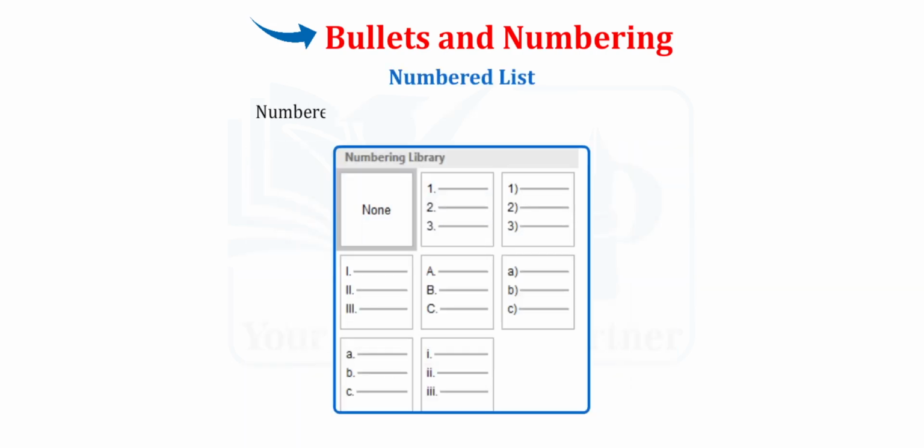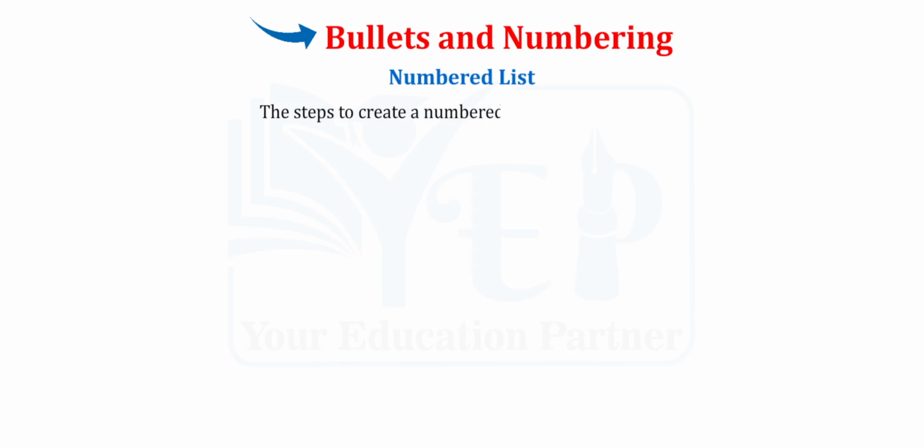Numbered list. Numbered lists are the lists which follow some order. For example, 1, 2, 3, A, B, C, etc. The steps to create a numbered list are given below.